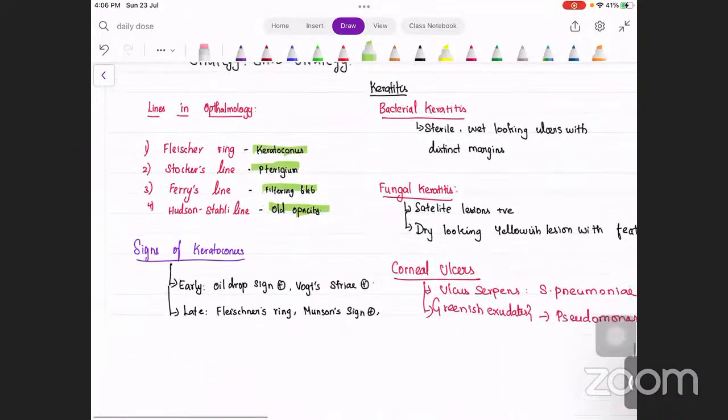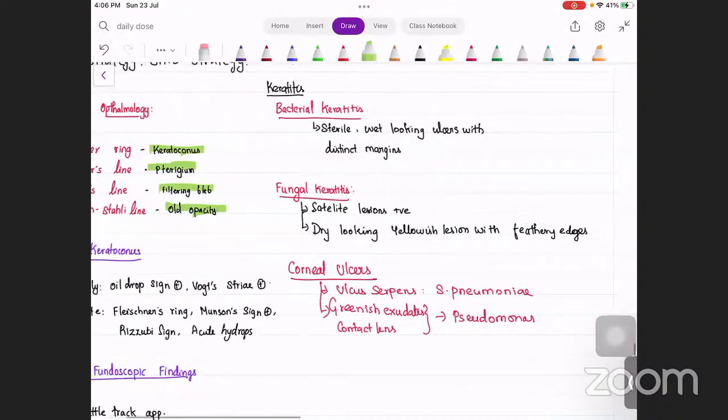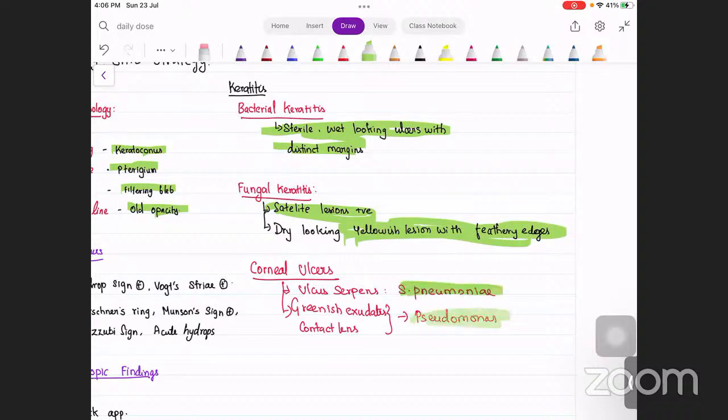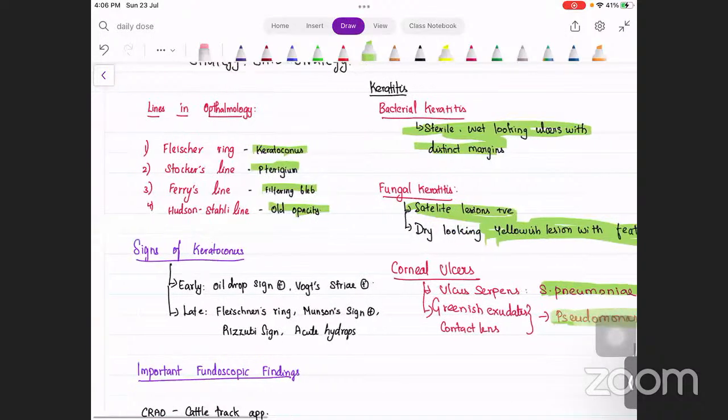Then you are talking about keratitis. Bacterial keratitis is a wet-looking ulcer with a distinct margin. Satellite lesion is seen in fungal keratitis, and a dry-looking yellowish lesion with feathery edges you may see in fungal keratitis. Then corneal ulcer: ulcus serpens, Strep pneumoniae; greenish exudate or contact lens, Pseudomonas.